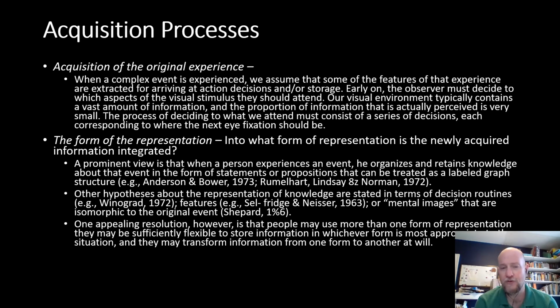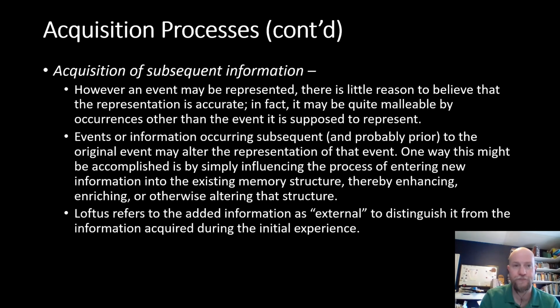And one resolution, though, is that people may use more than one form of representation that can be sufficiently flexible to store this information, depending on what's most appropriate. For example, if you're on the street watching the event as opposed to being in the car, you're going to have different priorities in what you're attending to and what you're storing in terms of the information. And we can transform from one form of information to another. Then we acquire subsequent information.